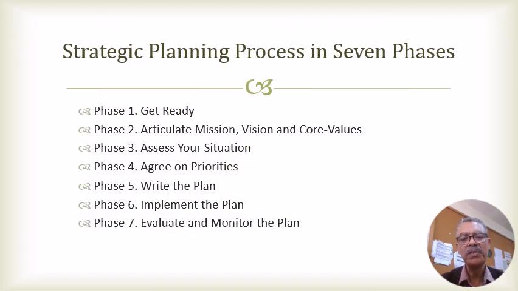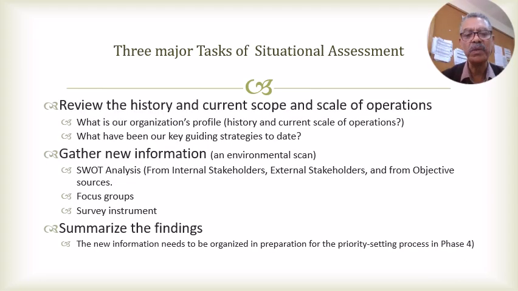So as you can see from the screen, strategic planning has 7 phases. And from these 7 stages, today we'll be discussing phase 3, which is situational analysis. In this phase, there are 3 major tasks of situational assessment that we need to consider and take note of.